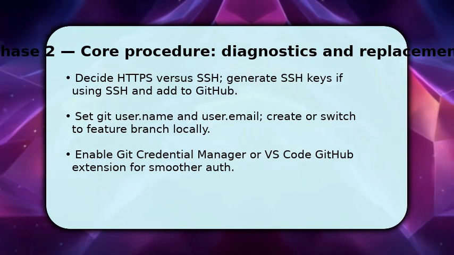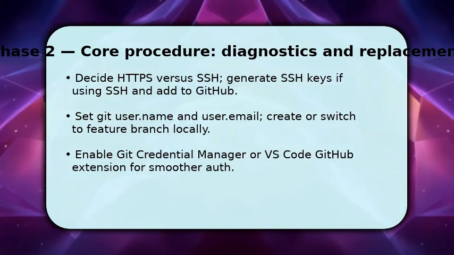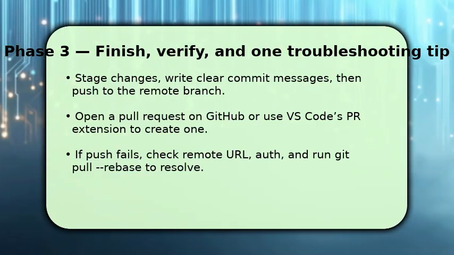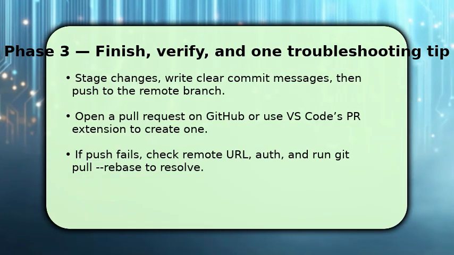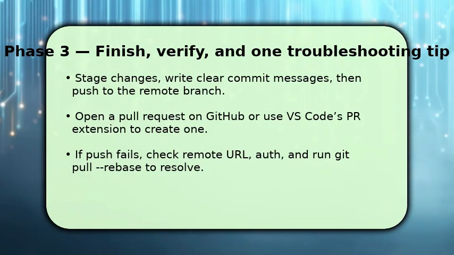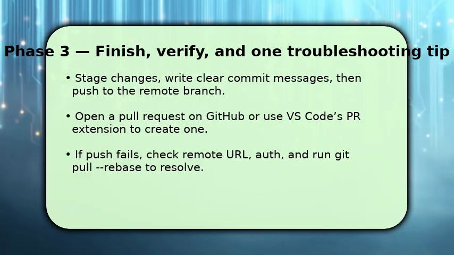You're ready to finish. Stage changes in the source control pane, write a concise commit message, and push to the remote branch. Once pushed, open a pull request on GitHub or use VS Code's GitHub Pull Requests extension to create and review it. Make sure to pull recent changes before merging to avoid conflicts.